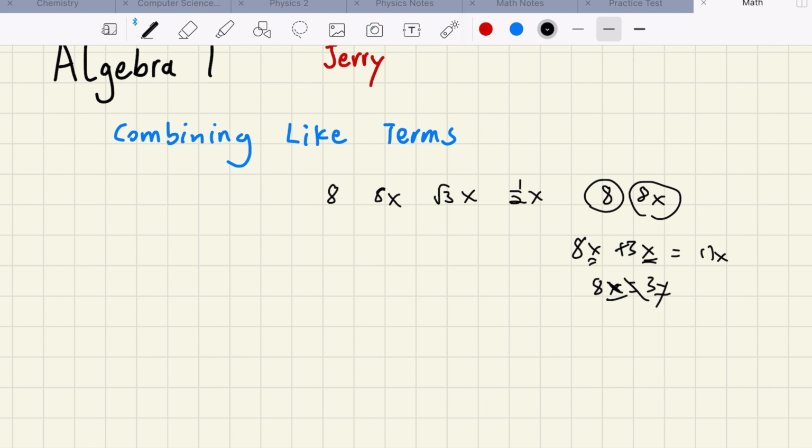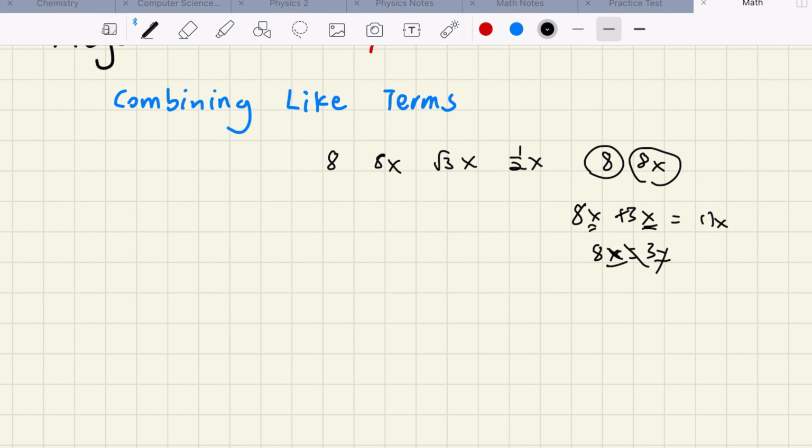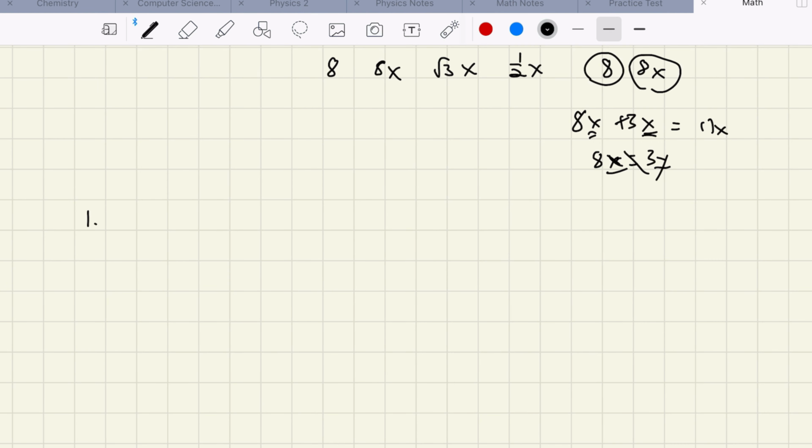First, let's try combining like terms that have negative coefficients. So let's try 8t plus 1 plus negative 4t plus negative 6. Now remember, a positive and a negative will equal a negative, a positive and a positive will equal a positive, and a negative and a negative will equal a positive. So let's simplify this down a bit: 8t plus 1, minus 4t, minus 6.